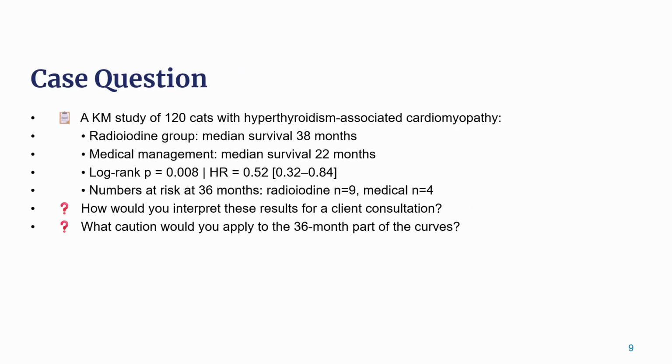Here's a realistic clinical scenario. You're reviewing a study of 120 cats comparing radioiodine treatment to medical management for hyperthyroidism-associated cardiomyopathy. The median survival for radioiodine is 38 months versus 22 months for medical management. The log rank P is 0.008, statistically significant. The hazard ratio is 0.52, meaning radioiodine is associated with roughly half the rate of death at any time point.